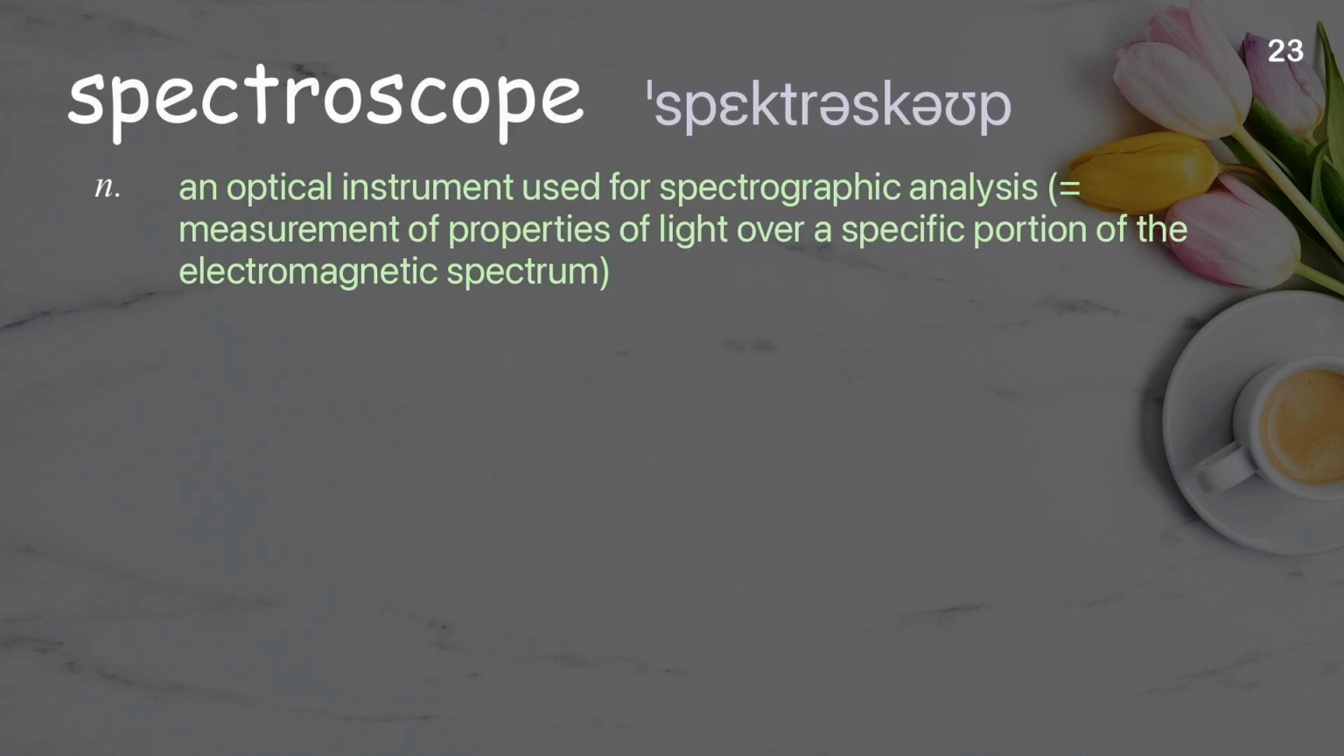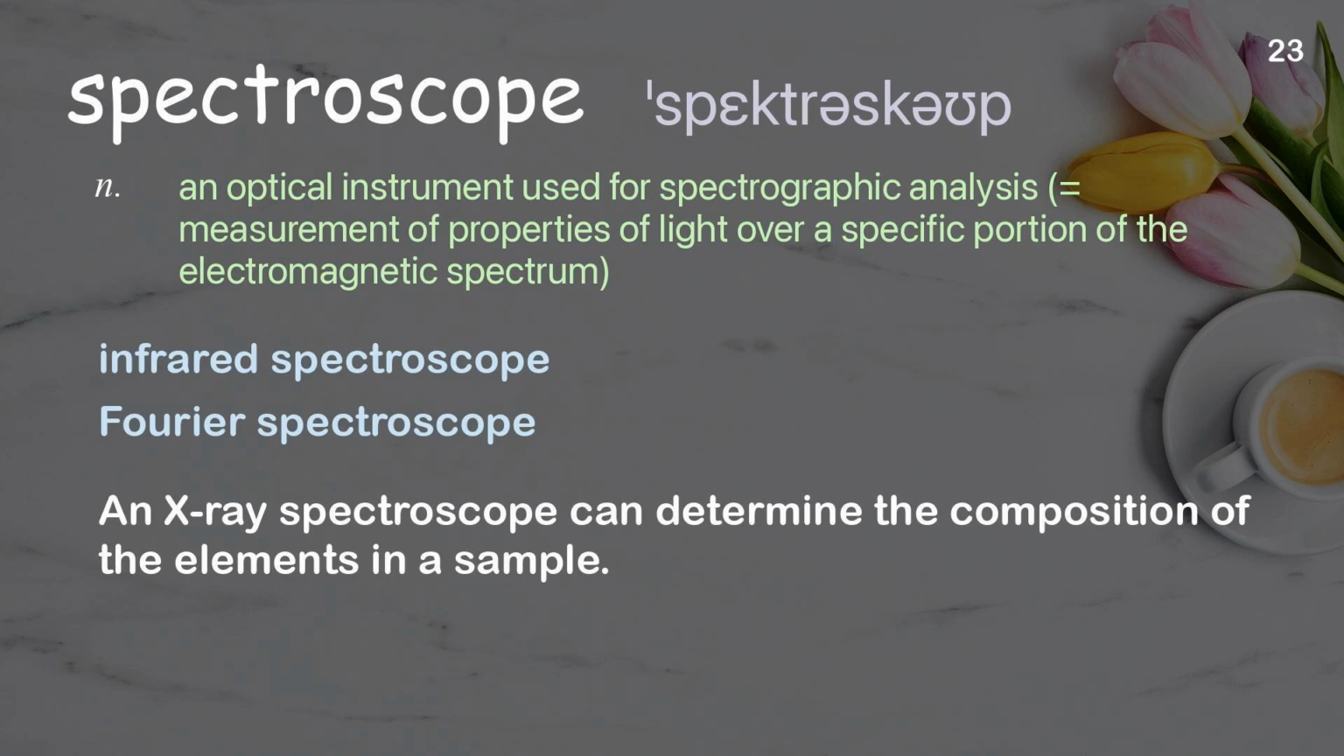Spectroscope. An optical instrument used for spectrographic analysis, equals measurement of properties of light over a specific portion of the electromagnetic spectrum. Examples: Infrared spectroscope. Fourier spectroscope. An X-ray spectroscope can determine the composition of the elements in a sample.